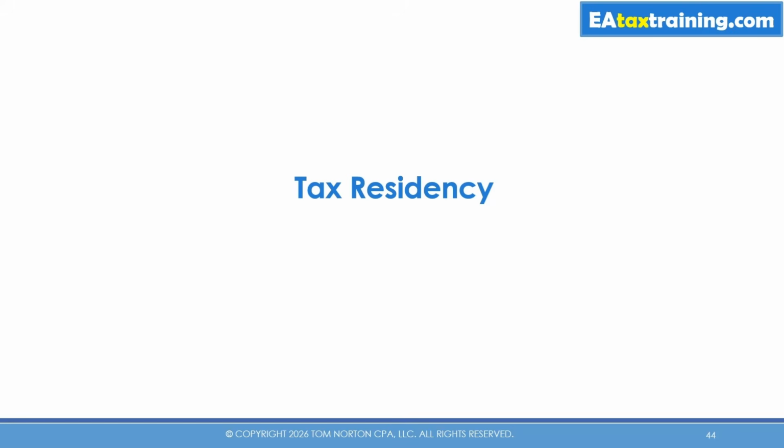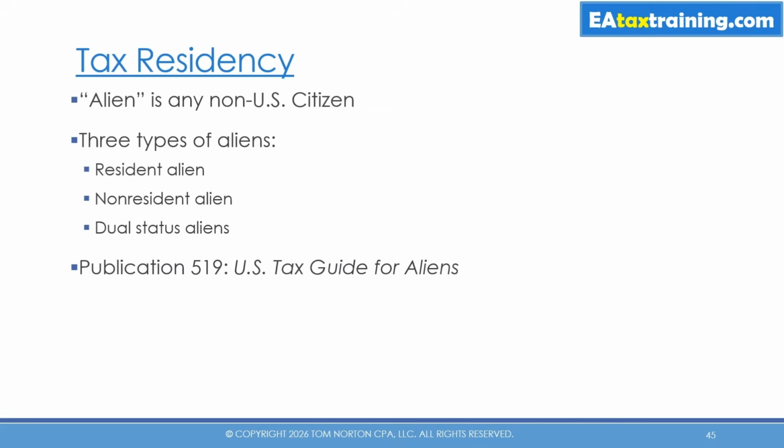Next, let's talk about tax residency. We've talked a little bit already about being a resident alien or a non-resident alien. So what does all that mean? Well, an alien in the tax law is any non-US citizen. So there are three types of aliens. You can be a resident alien, a non-resident alien, or a dual status alien. If you are dealing with this population with a lot of aliens, whether they are resident aliens or non-resident aliens, then you will want to look at Publication 519, U.S. Tax Guide for Aliens. And so that's where this information is coming from.